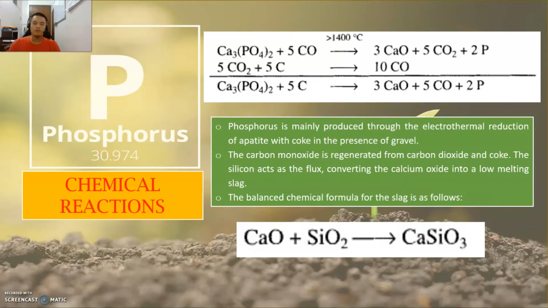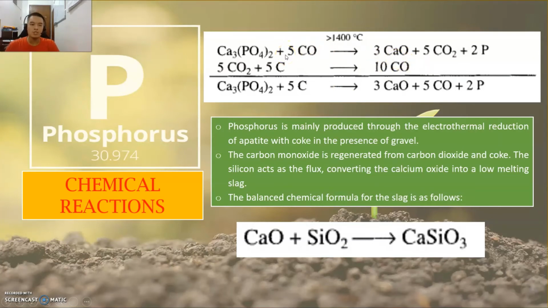To start off, one of the first governing chemical reactions is the interaction between apatite and carbon monoxide. So 1 atom of apatite mixed with 5 atoms of carbon monoxide at a very, very high temperature, 14,000 degrees Celsius, will yield 3 atoms of calcium oxide, 5 atoms of carbon dioxide, and 2 atoms of phosphorus. Then a side reaction will also occur, which is 5 atoms of carbon dioxide mixed with 5 atoms of carbon will yield 10 atoms of carbon monoxide.